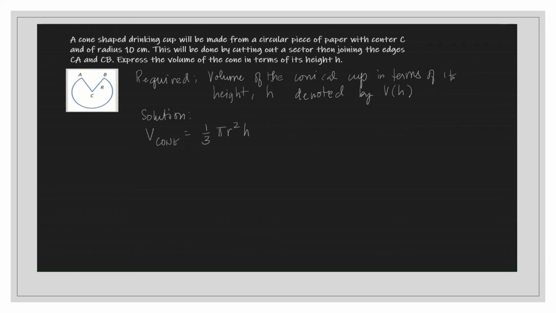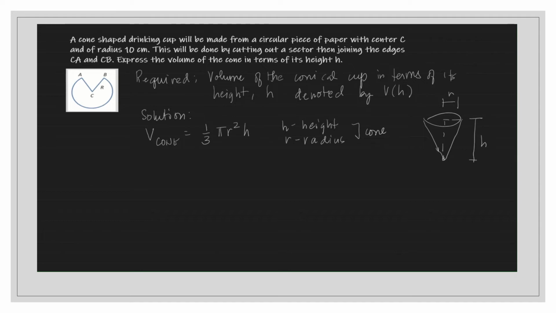Since we want this to be in terms of h, we need to find an expression for the radius in terms of h. So h here is the height and r is the radius of the cone. And if we illustrate that, so this will be the radius of the cone and this will be the height of the cone.